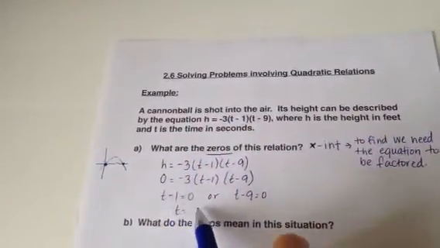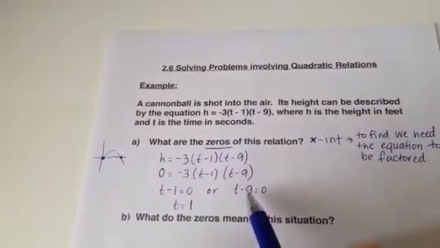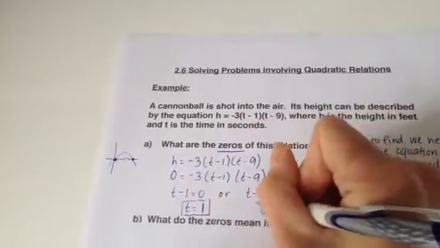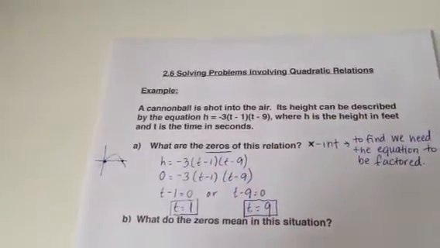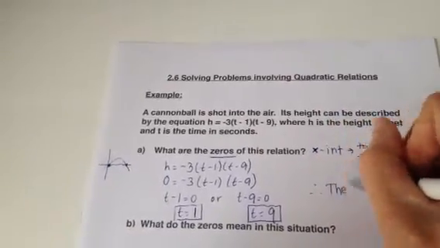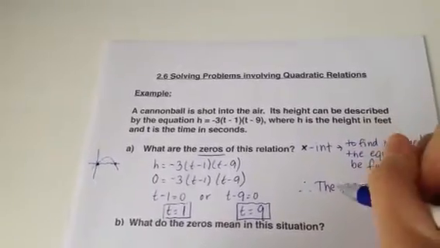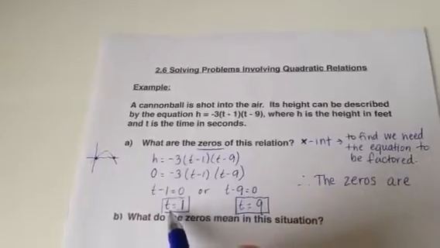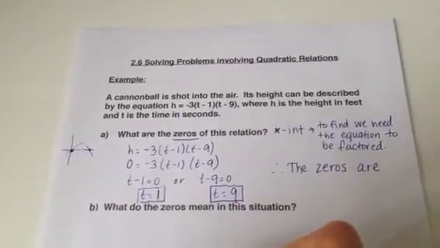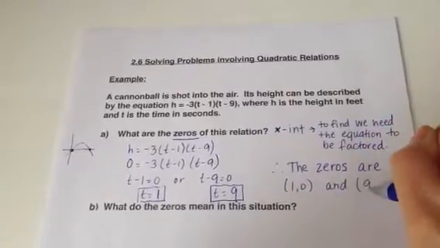Bring your -1 over to the other side, it becomes +1. Bring your -9 over to the other side, and it becomes +9. And we have our two x-intercepts at 1 and 9. Therefore, the zeros, or x-intercepts, you can write them as t minus 1 or t minus 9, or you can write them as a point. I'll write them as a point. So the zeros are (1, 0) and (9, 0).